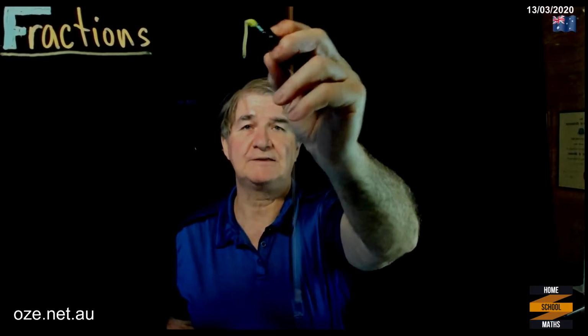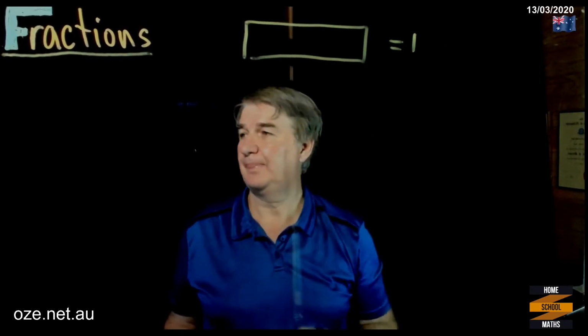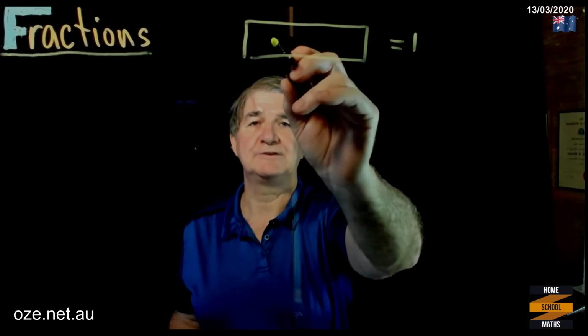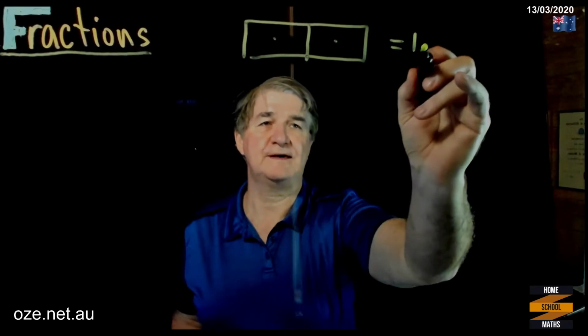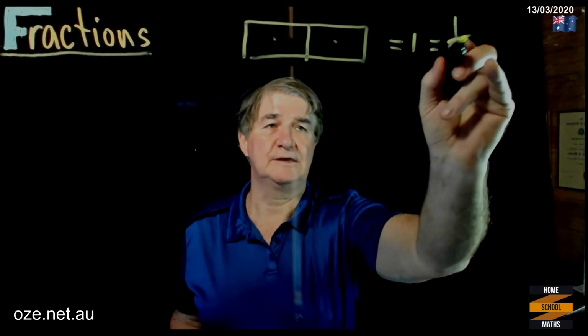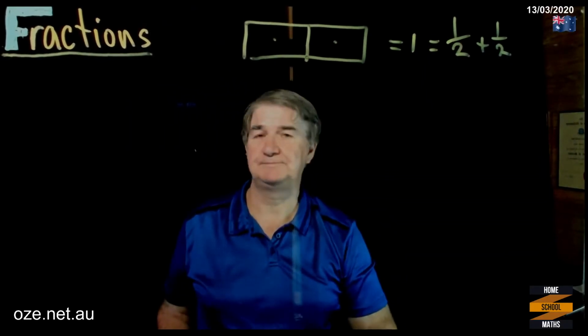So if I say this little rectangle here is 1, so that's equal to 1. Now if I divide that into two sections, each section is a half of that 1. So that is showing me that a half plus a half is equal to 1.